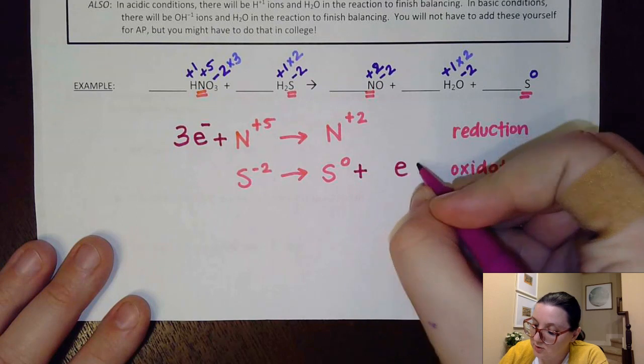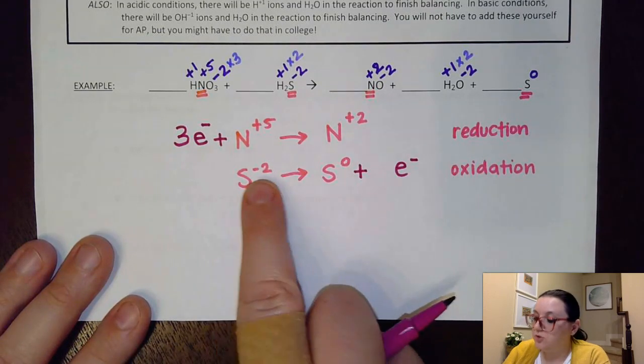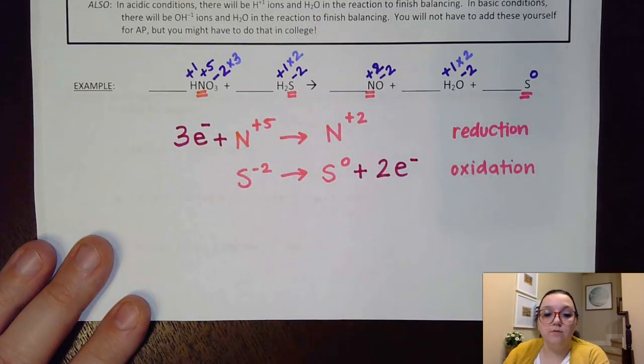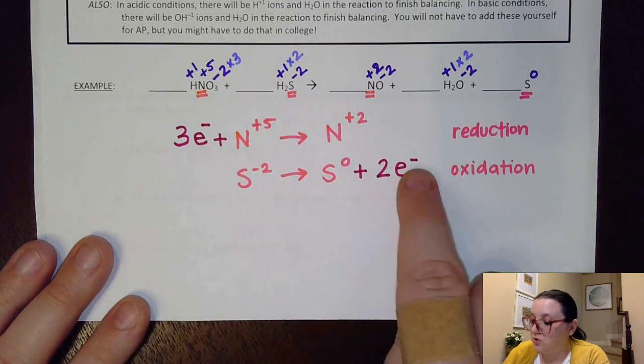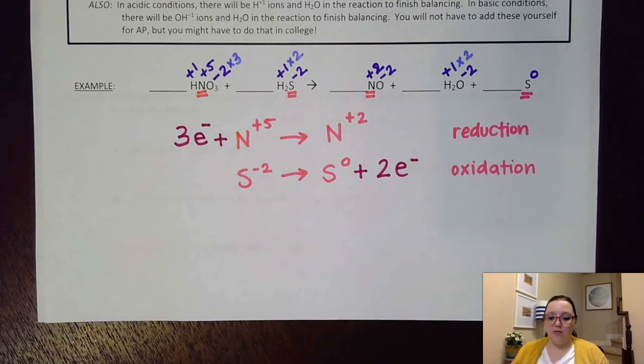So that means my electrons here are going to be on the product side. And so a -2 down to 0 would mean I have a change of 2, so therefore I'm going to have 2 electrons. Or I could say that 0 and 2 negatives would equal a -2. Again, you can see that the math works out.